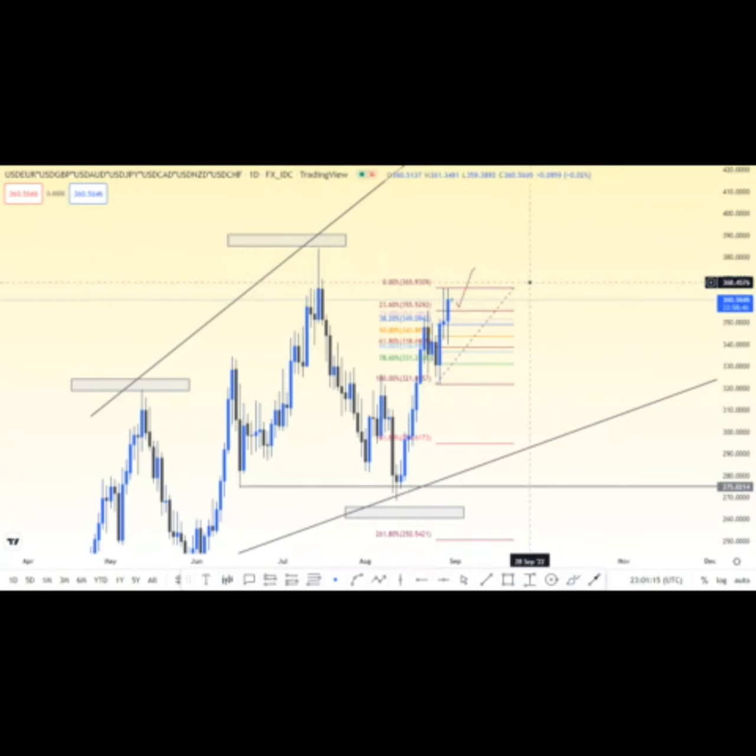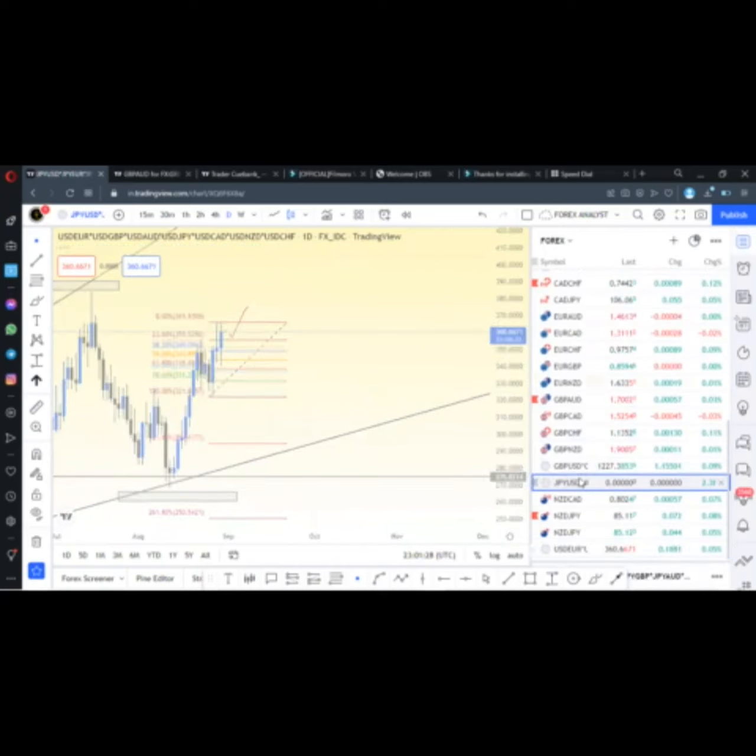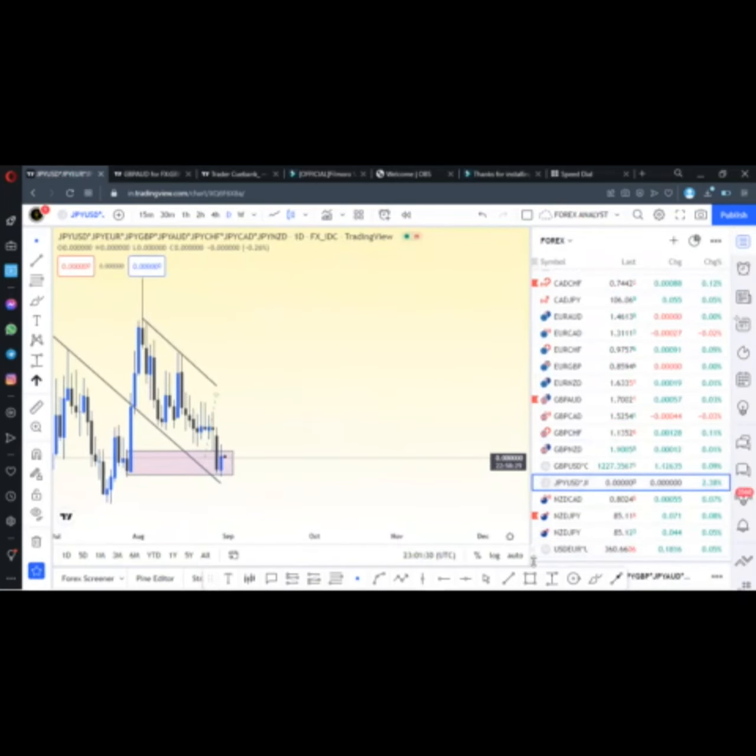So notice the USD, it's bullish, right? Just noted that in my journal. Let's look at other fundamental currencies, right? What we're looking for is divergence.